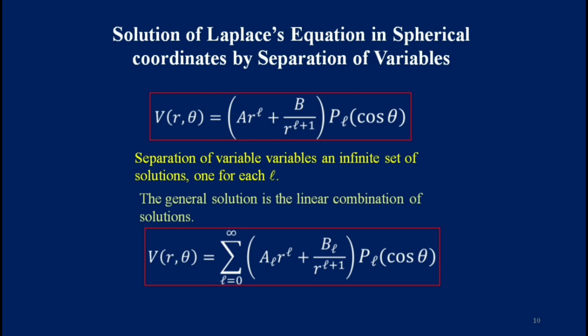So separation of variables gives an infinite set of solutions, one for each L. The general solution is a combination of solutions, so we can write it in terms of a summation series: the sum from L equal to 0 to infinity of A_L r to the power L plus B_L upon r to the power L plus 1, times PL cos theta.